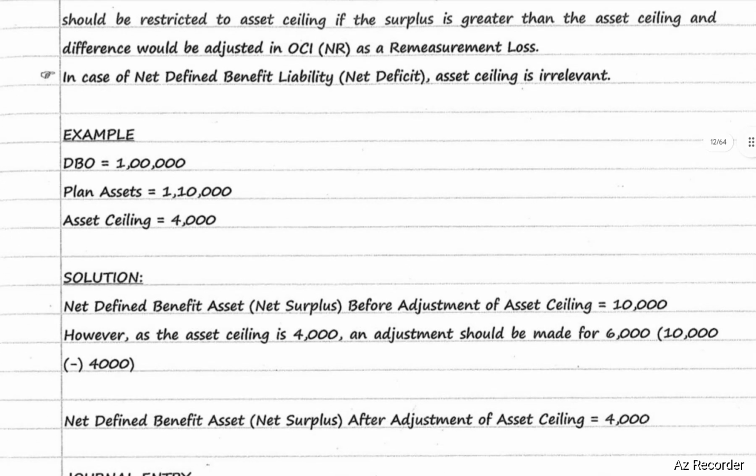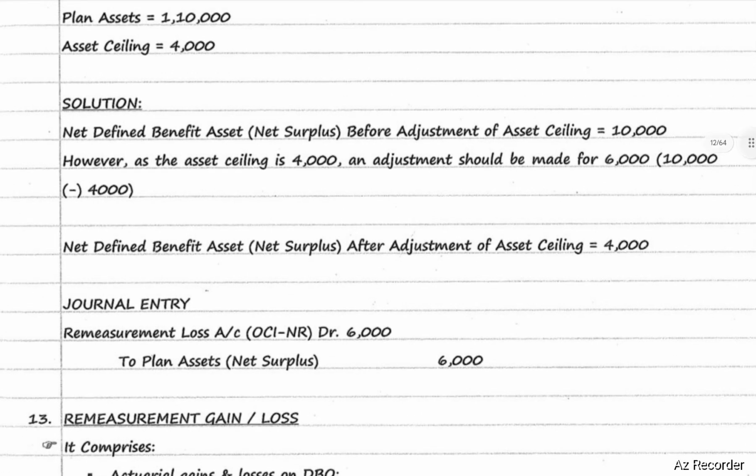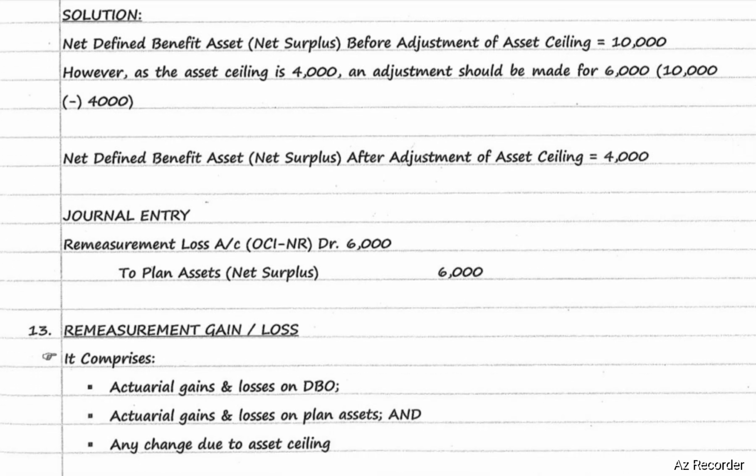Example: DBO 1 lakh, plan assets 1 lakh 10,000, asset ceiling 4,000. Net defined benefit asset, net surplus before adjustment of asset ceiling is 10,000. However, as the asset ceiling is 4,000, an adjustment should be made for 6,000, that is 10,000 less 4,000. Net defined benefit asset, net surplus after adjustment of asset ceiling will be 4,000. Entry will be remeasurement loss account debit 6,000 to plan assets net surplus. Remeasurement loss will be transferred to OCI, not reclassified to P&L.